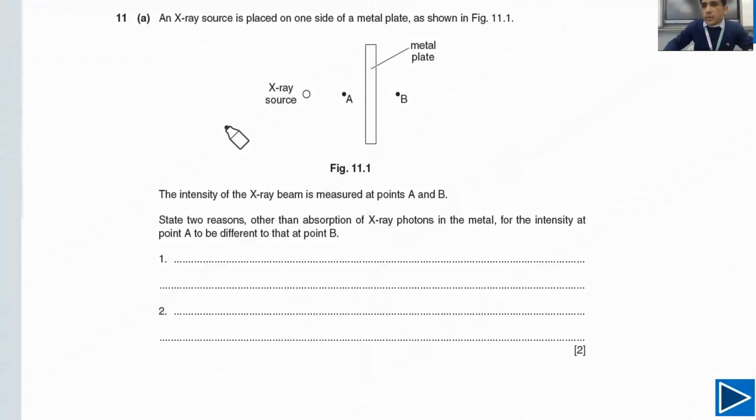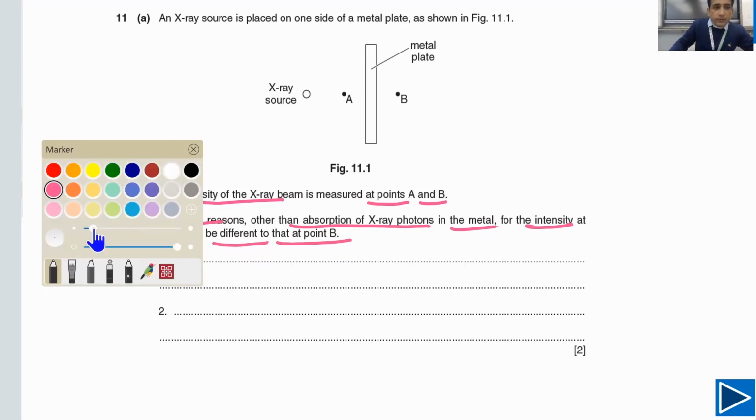For question number 1, you need to understand, in this case we are talking about X-ray, and this question is simply asking you the intensity of the X-ray beam at point A and point B. So why is this one different? State two reasons other than absorption of X-ray photons in the metal for the intensity at point A to be different to that at point B. So why will the intensity at point A and point B be different? We need to state two reasons for that.